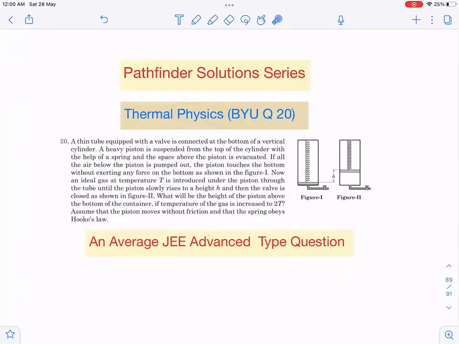This question is from thermal physics. This is Build Up Your Understanding, question number 20, and it is from the book Pathfinder. So let us see what the question is.